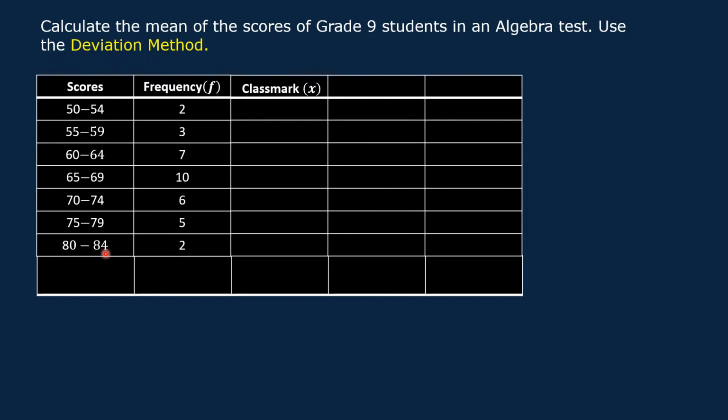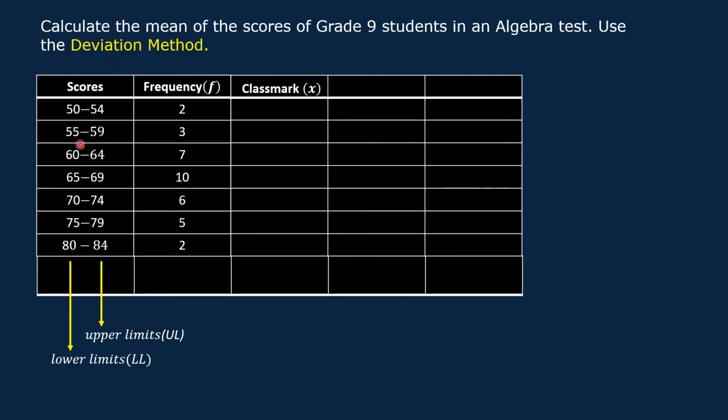class intervals. Each class interval has a lower limit and an upper limit. For example, in the first one, the lower limit is 50 and the upper limit is 54. So these are lower limits. Let us represent the lower limits by LL. And these are the upper limits. Let us represent the upper limits by UL.